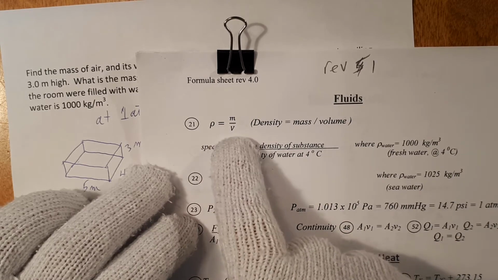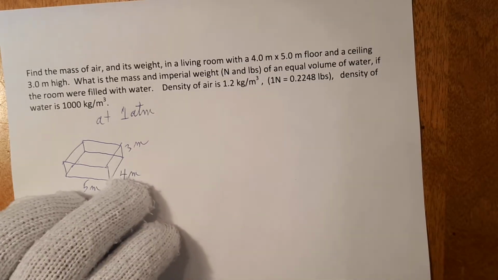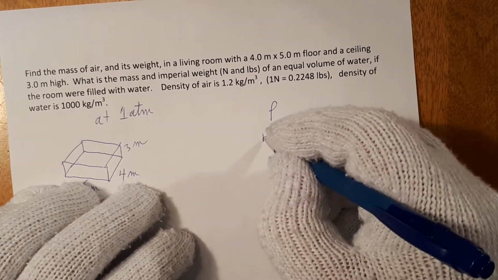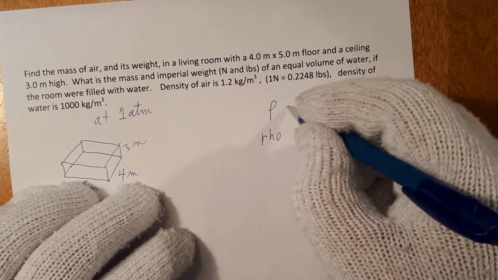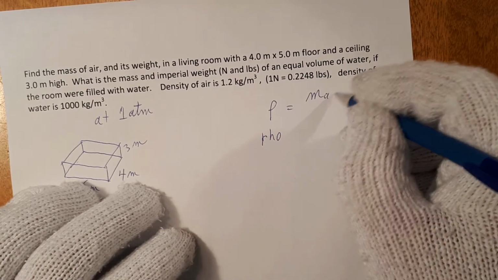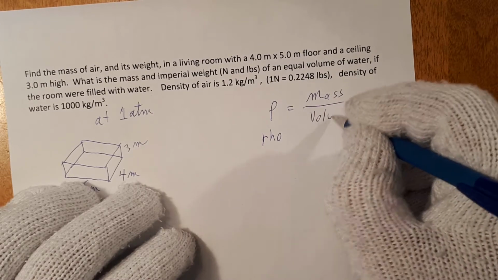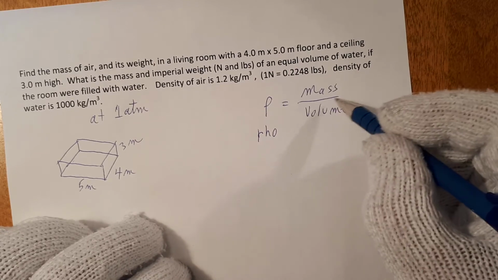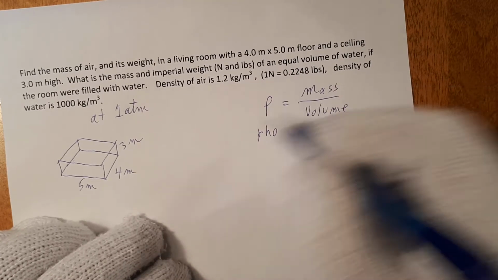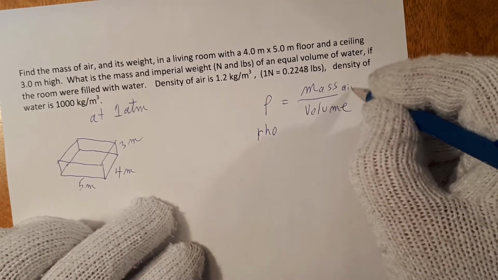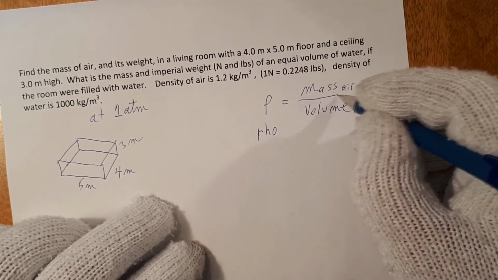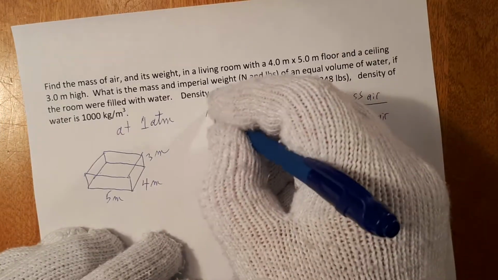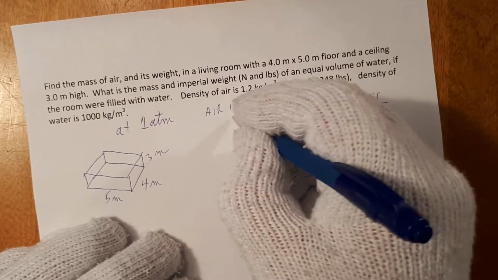Let's have a closer look at this equation. Density is represented by the symbol rho. The Greek letter rho is equal to mass divided by volume. And the mass, what we're concerned with is the mass of the particular fluid we are concerned with. In our case, it's air, so it's the mass of the air divided by the volume of the air. In our case, we're talking about the air that's in this room. And remember, air is a fluid.